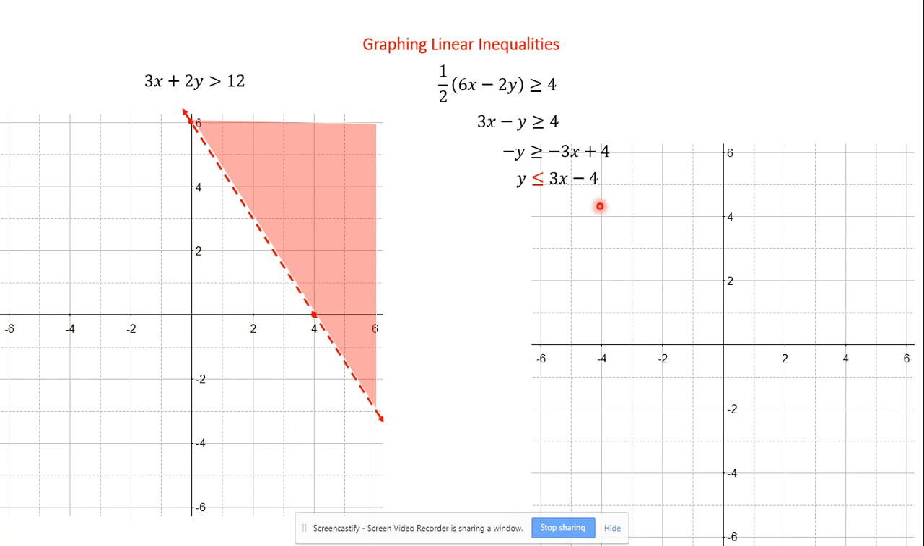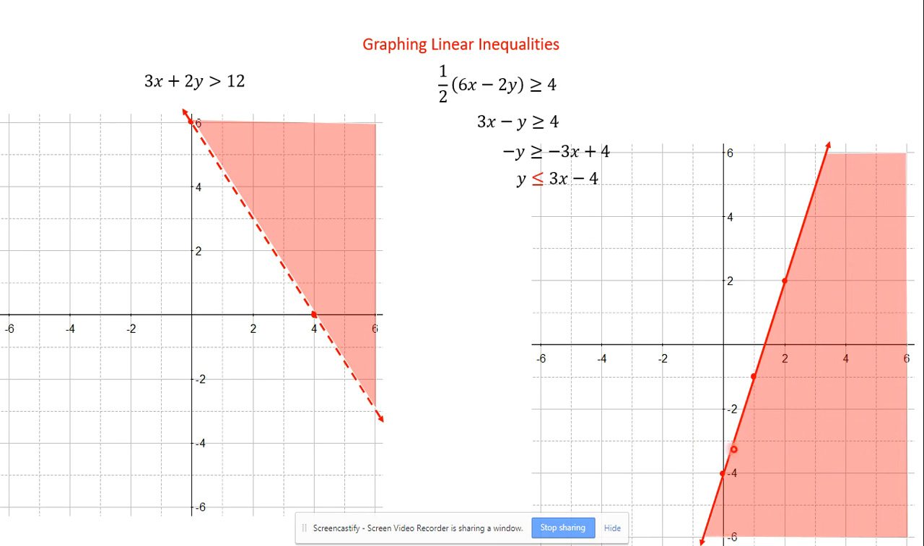Now we can graph this one. Y-intercept is at negative 4. The slope is 3, so we can go up 3 over 1, up 3 over 1. We can connect the dots with a solid line. And then if we plug in 0, 0, is 0 less than 0 minus 4, is 0 less than negative 4? No, 0 is bigger than a negative. We can plug in another point. We could go way over here, or just go straight down. Keep x at 0. Is negative 6 less than 0 minus 4? Yes, that one does work. And so we can fill it in.